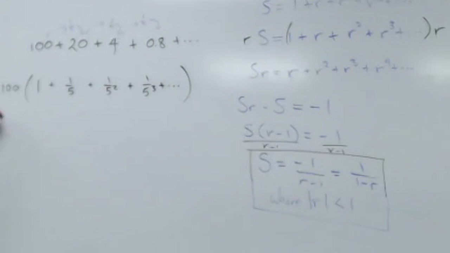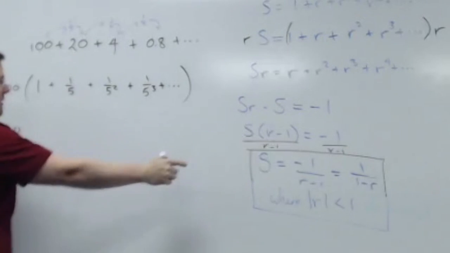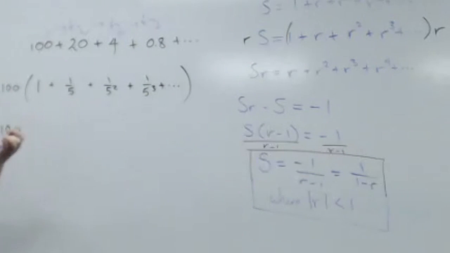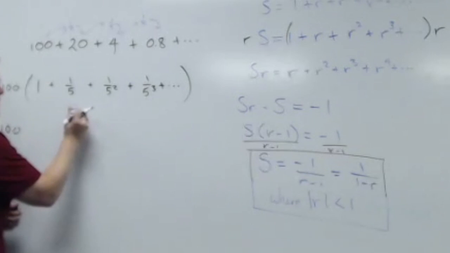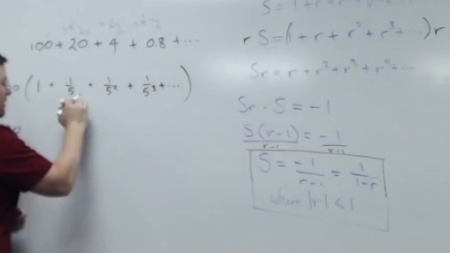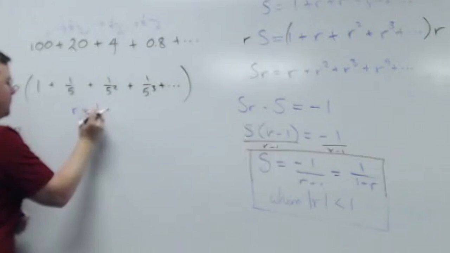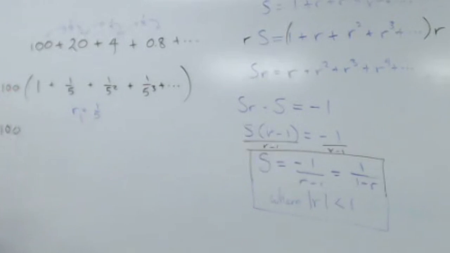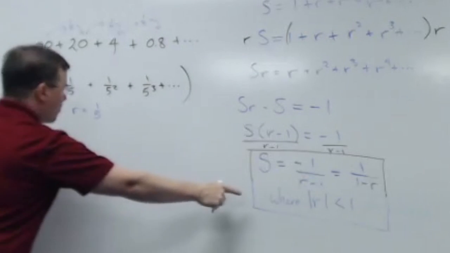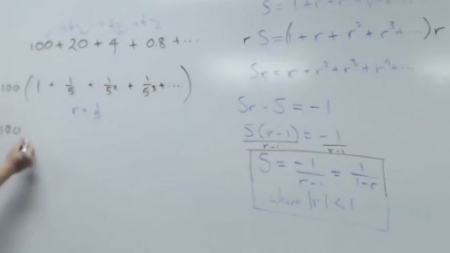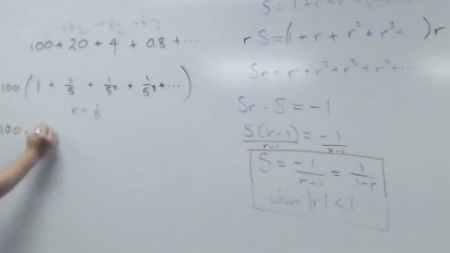So there is this crucial first step right here, right? And then with that, just applying the formula, notice that now it's clear that the ratio is 1/5, and 1/5 is less than 1, right? As my condition requires, I can go ahead and say times 1 over 1 minus 1/5.